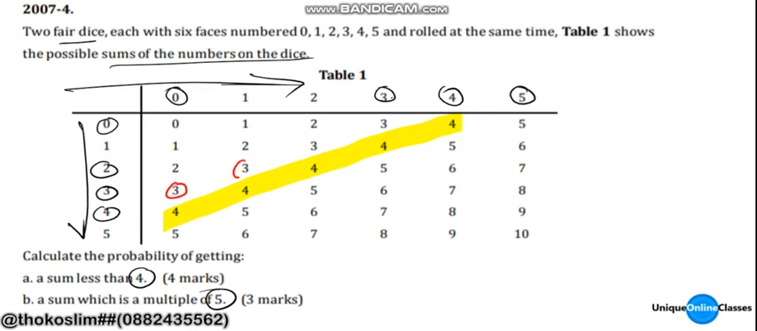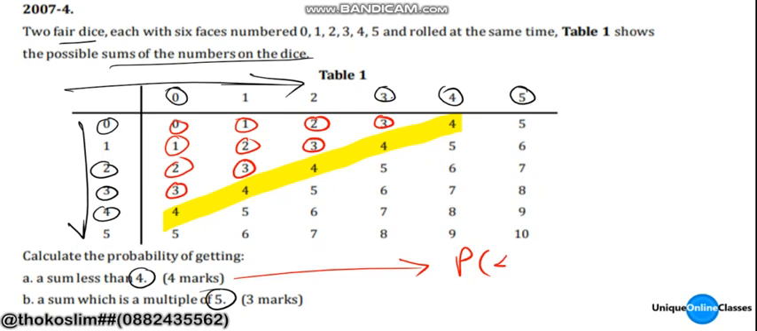That's 1, 2, 3, 4, 5, 6, 7, 8, 9, 10. So for this part, the solution is to find P(sum less than 4). The question says less than, not equal to, so we don't include those. So we only focus on sums which are less than 4.